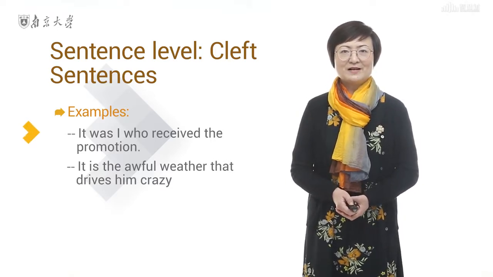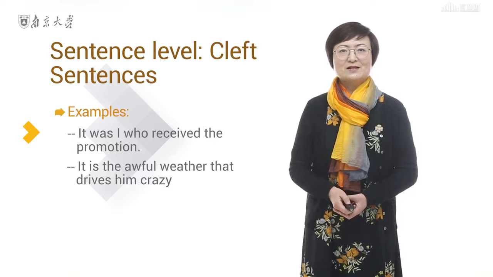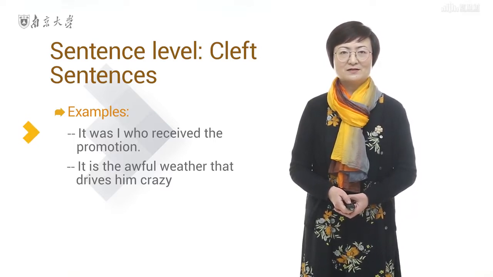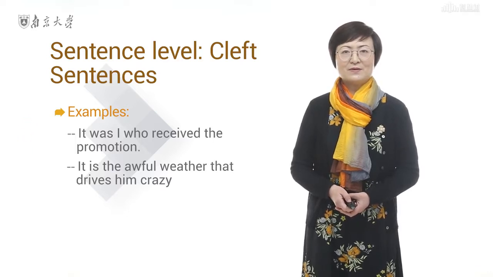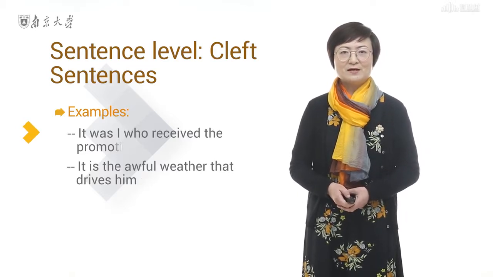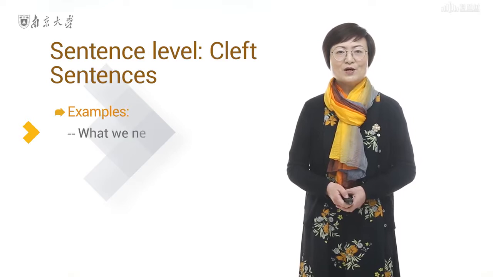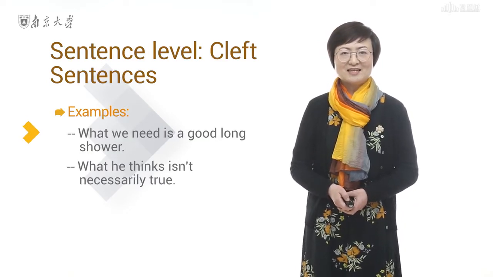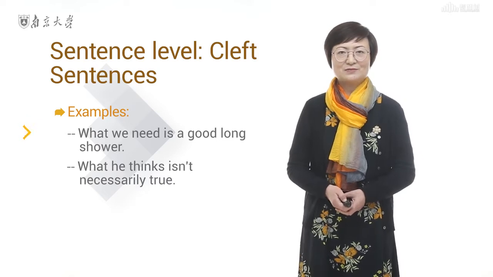Sentences introduced by a clause beginning with what are also used to emphasize a specific subject or object. The clause introduced by what is employed as the subject of the sentences, and is followed by the verb to be. Examples, what we need is a good long shower. What he thinks isn't necessarily true.